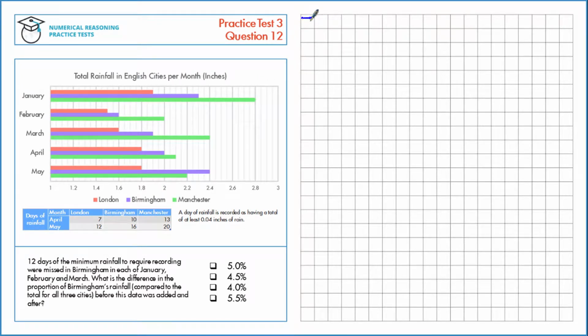First, we need to find out the total combined rainfall. We can do that by adding up each of these, so for example 1.9 plus 2.3 plus 2.8, and then continuing adding for all 5 months. That gives us a total of 18 inches. The next thing, we need to calculate the original proportion.